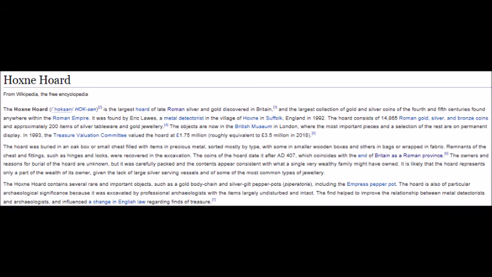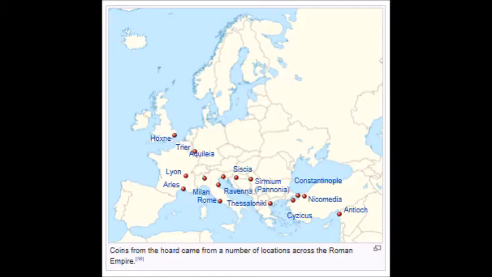The Hoxne hoard contains several rare and important objects. The pepper pot, the one I showed you at the beginning, the Empress pepper pot. The hoard is also of particular archaeological significance because it was excavated by professional archaeologists and largely undisturbed and intact. And they say it helped improve the relationship between detectorists and archaeologists because they worked together on this one. And a quick thing, the coins found in the Hoxne hoard came from as far away as Antioch, on the border between Syria and Turkey.